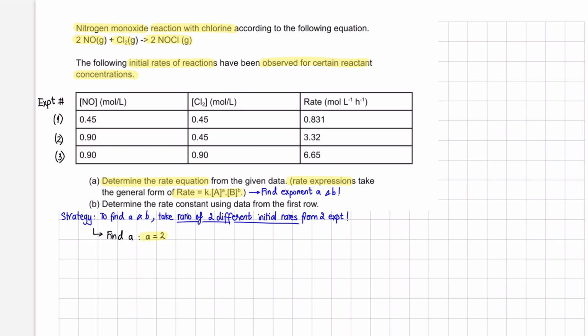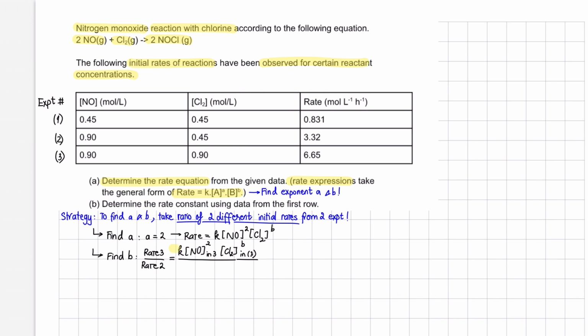So a is equal to 2, and now we can write the rate equation as rate equals K times concentration of NO to the power of 2 times concentration of Cl2 to the power of b. Now, let's move on and find b. Using a similar strategy as when we found a, we choose two experiments in which the concentration of NO is exactly the same so that we can cancel out the concentration of NO and focus on finding b. That means we're going to take rate 3 divided by rate 2.